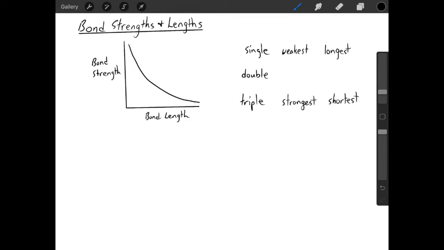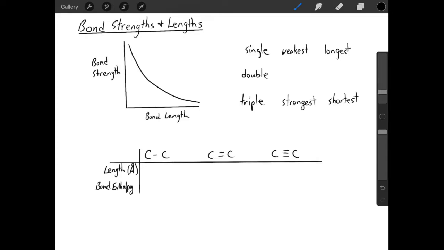So we can look at this numerically using examples with carbon-carbon bonds. We'll look at bond length in angstroms, which is just 10 to the minus 10 meters. And we'll look at bond enthalpy, which is effectively just a measure of bond strength. And we'll use that in kilojoules per mole.